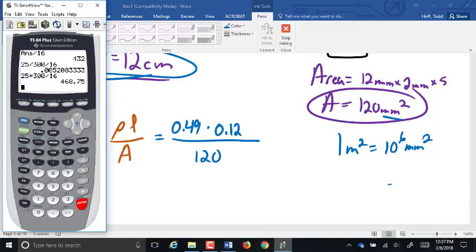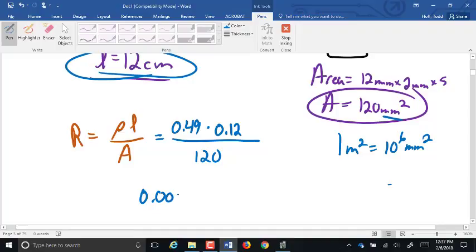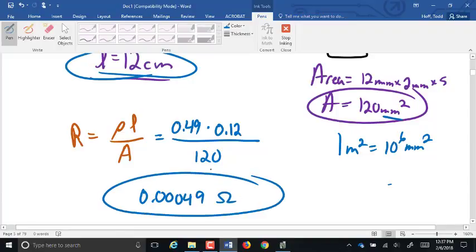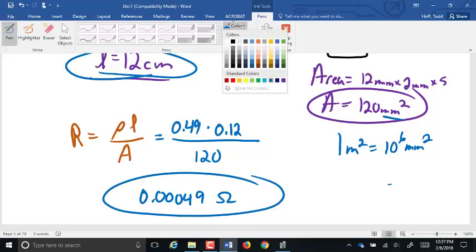So what's that come out to be? 0.49 times 0.12 divided by 120. Get a resistance of 4.9 times 10 to the negative 4th, so 0.00049 ohms is what we're getting for resistance out of that.